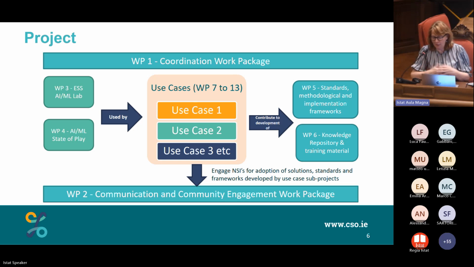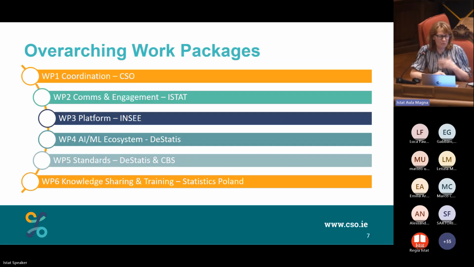So what are we doing? This is just trying to give a bit of an overview of how the project is working. We have a number of work packages that are what we call cross-cutting. So they're trying to either enable the use cases, or they receive information and training and knowledge from the use cases. And very much at the heart of these are these use cases. So these are individual projects that are looking specifically at different elements of how we can use AI and machine learning in official statistics.